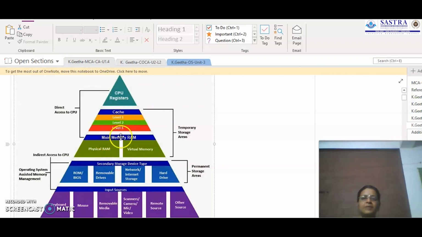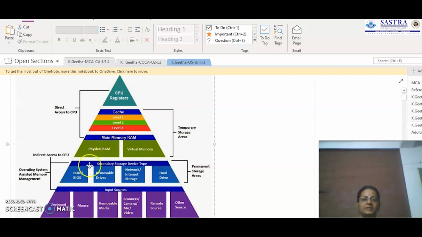After this cache memory, we have the main memory. These two memories are directly accessed by the CPU, and they are available only as temporary storage. That means if the power is switched off, the content of these memories is lost. Only for temporary purposes will we be storing data here, and whatever is available in the cache memory or in the main memory is lost when the power is off. So it is referred to as temporary storage memory.